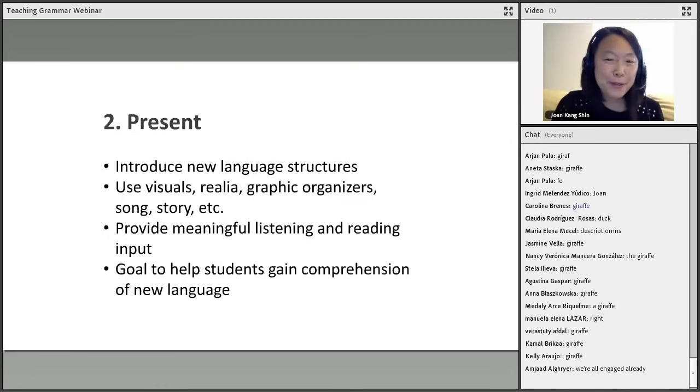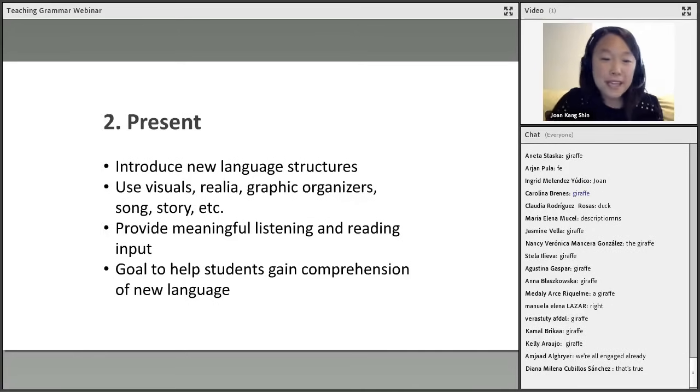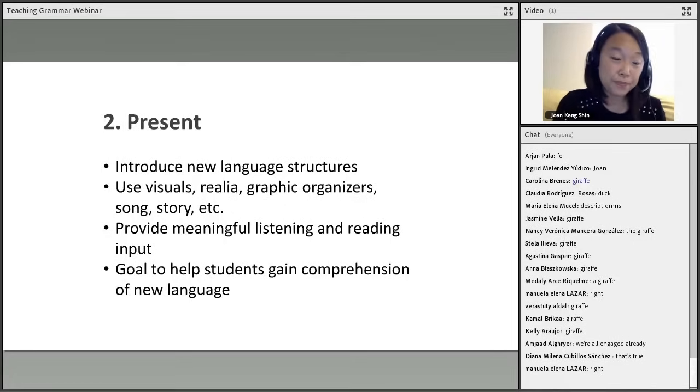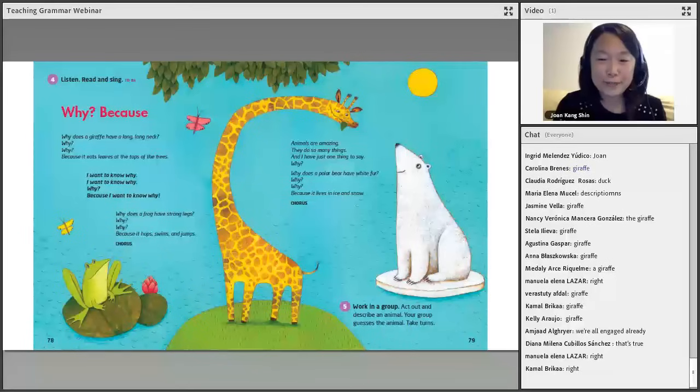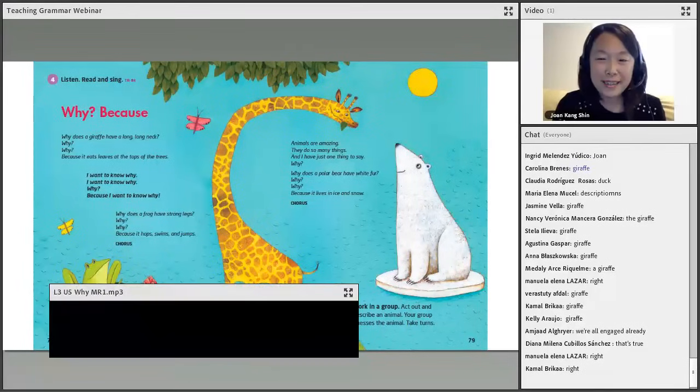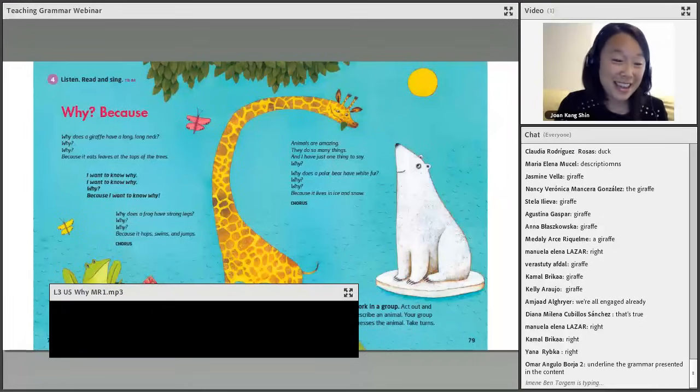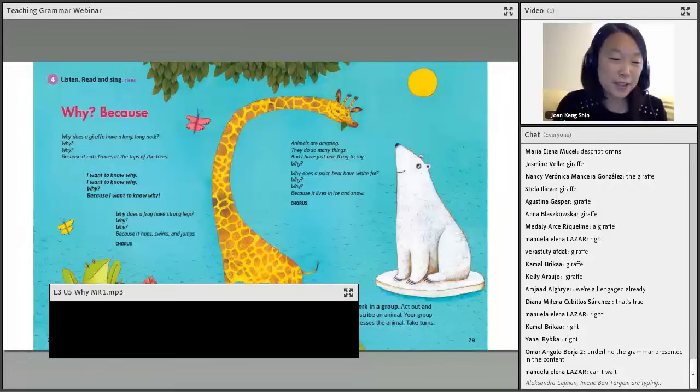So now is where I'm going to introduce the new language structures, but within a context. In this case, it's going to be a song. The idea is that we're going to provide lots of meaningful listening and reading input, and the goal is to help students gain comprehension of new language. So here is the song that we're going to learn. You can start to sing along if you want. It's a very fun song. Okay, here we go.